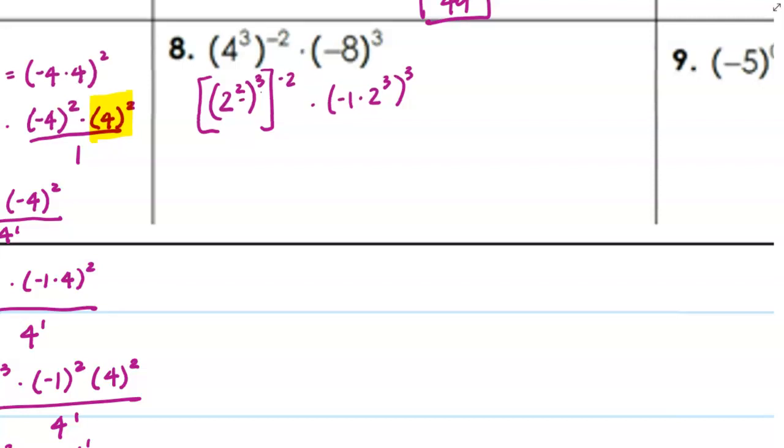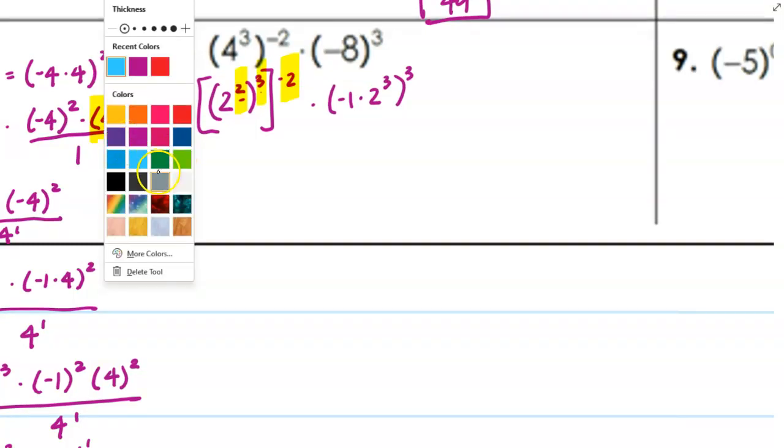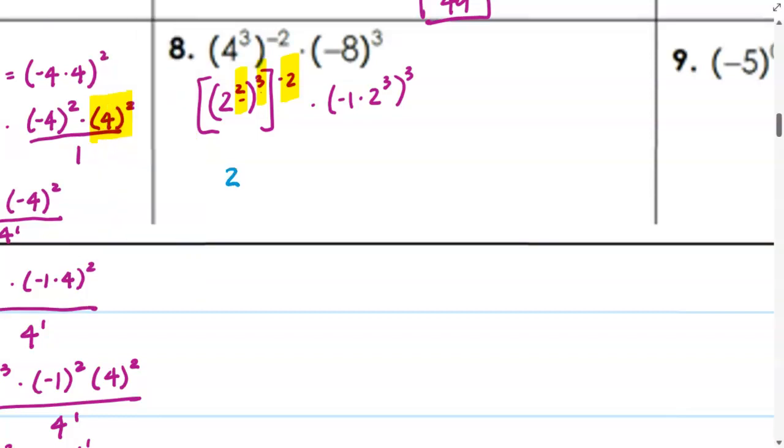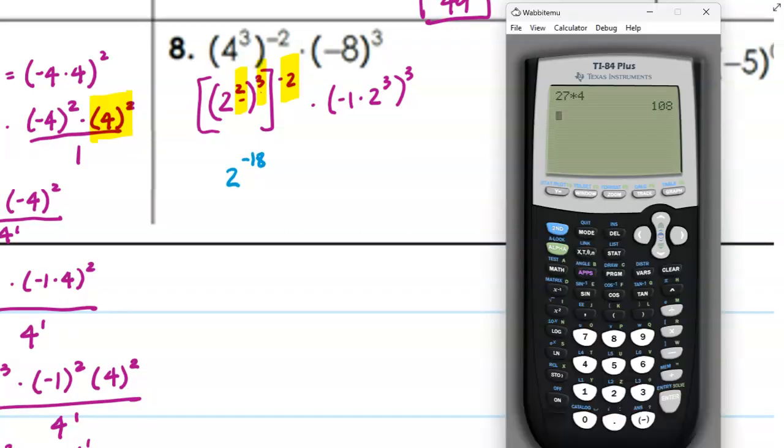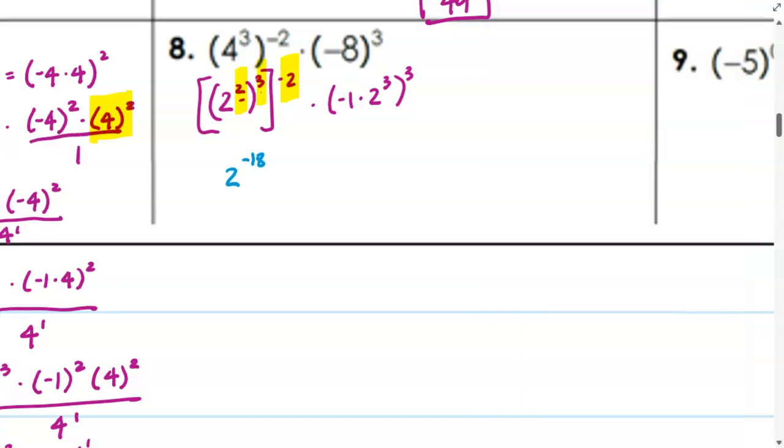Okay, and all of these exponents, we just multiply. So let's go ahead and change the color. Let's make it blue. Okay, 2, and then 2 times 3 is 6. I think it's 6. 6 times negative 2, 6 times 18, negative 18. Let's just check. 2 times 3 times negative 2. Oh, wow, that's 6. This is completely wrong. This is why I have to use the calculator for arithmetic.